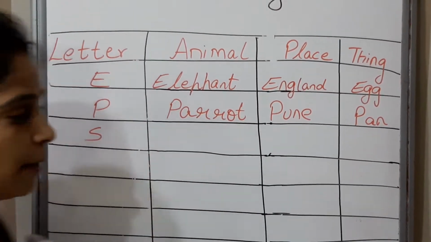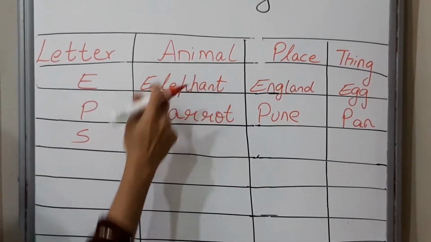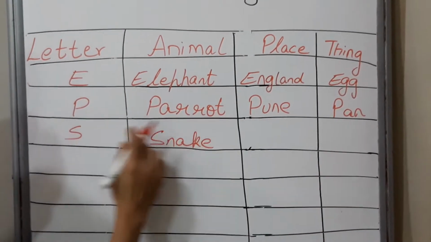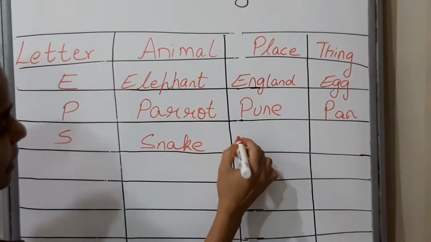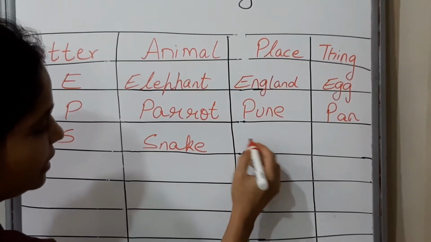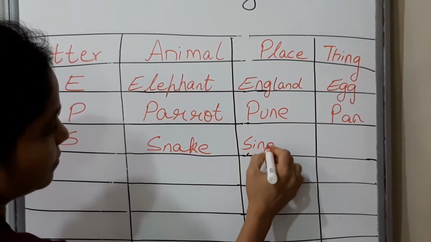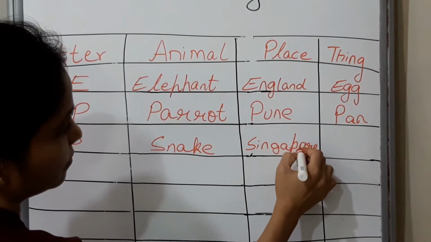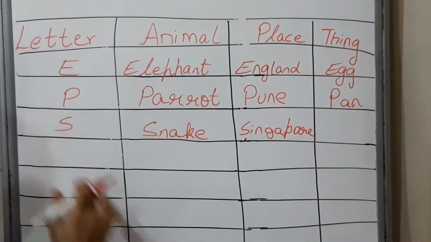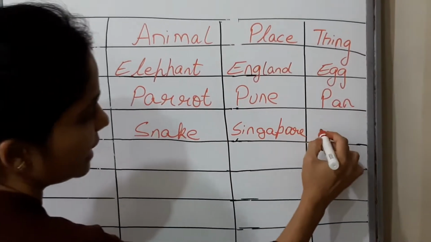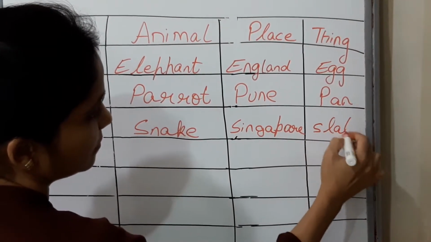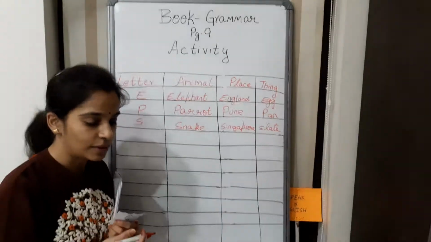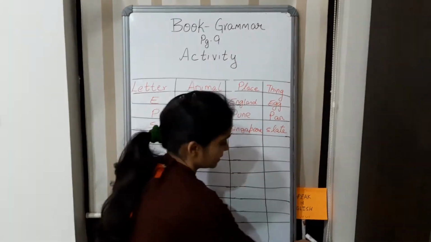Okay. From S, animal, snake. From S, place, Singapore. Surat, it can be anything. Singapore. And from S, thing, slate. Okay. Next.